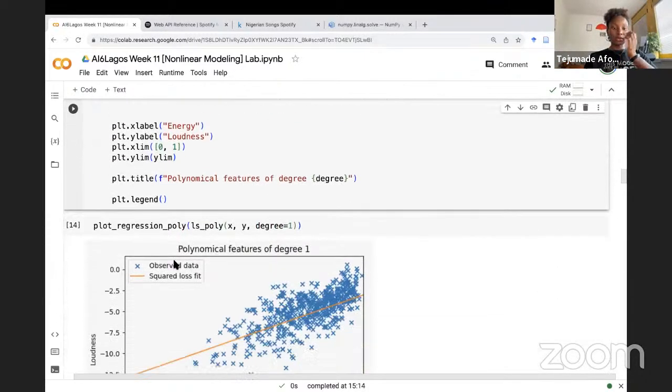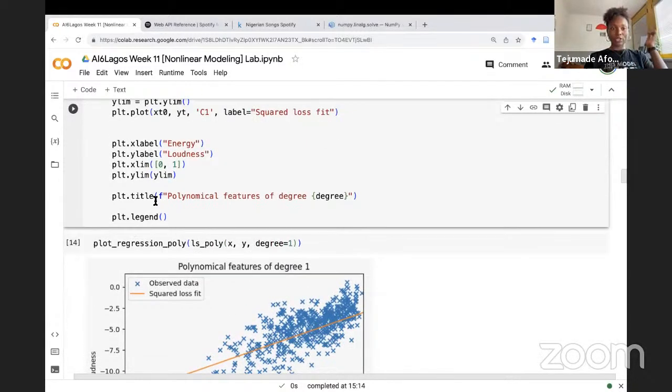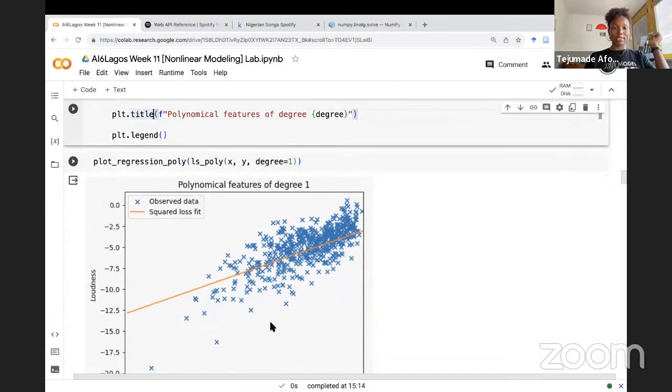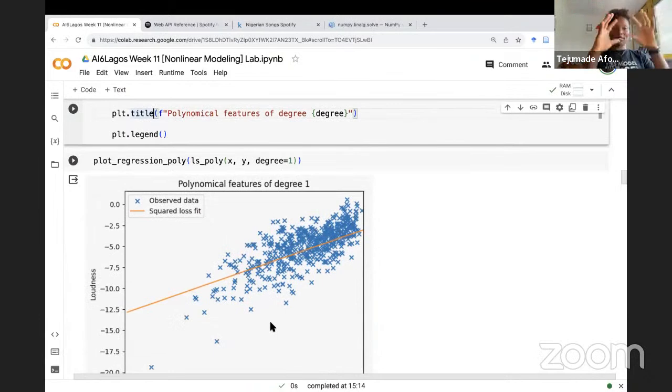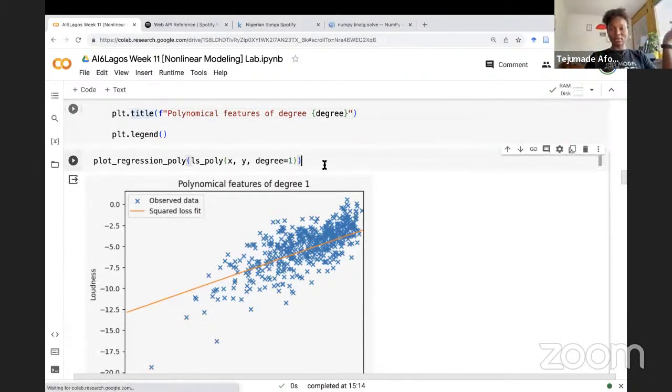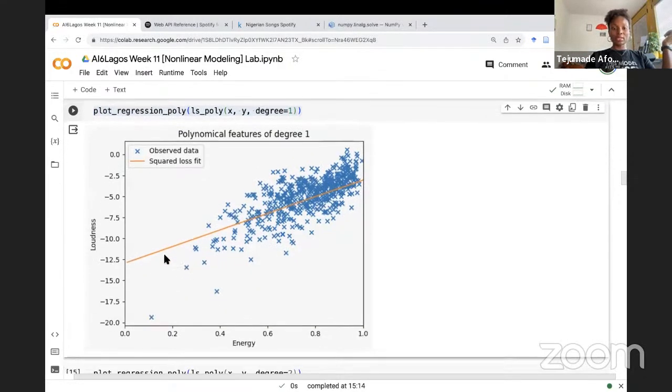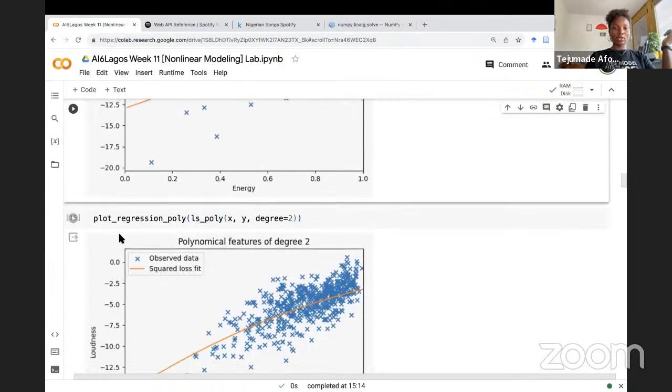If you run this, this function is just to help us plot, putting the plots in a function so that we can easily test things. So when we do this for degree 1, it's the same as we've seen before.